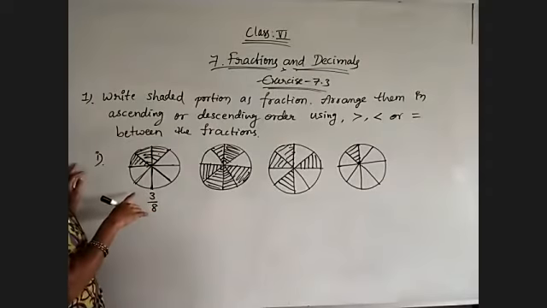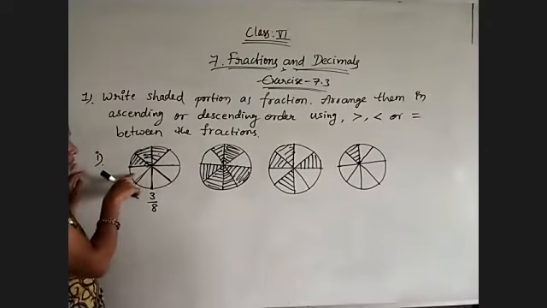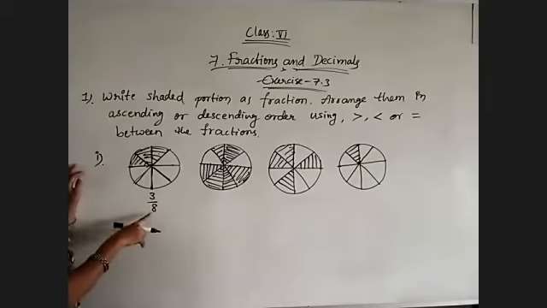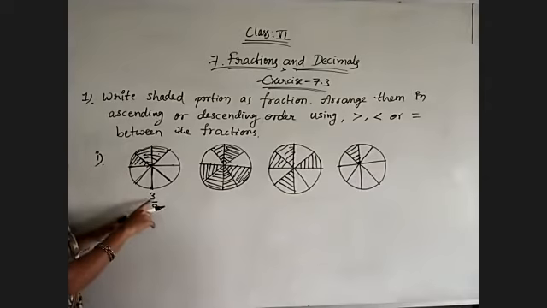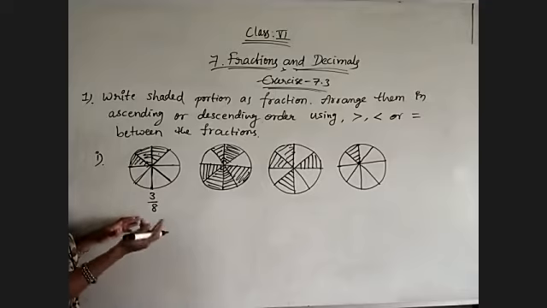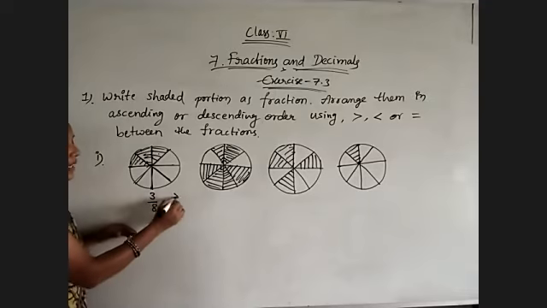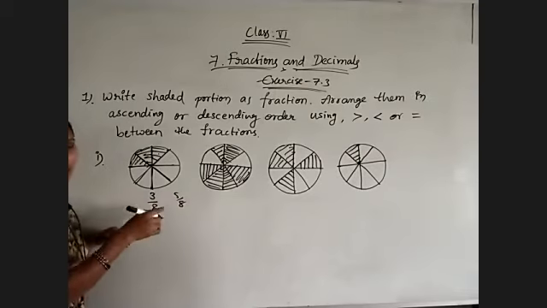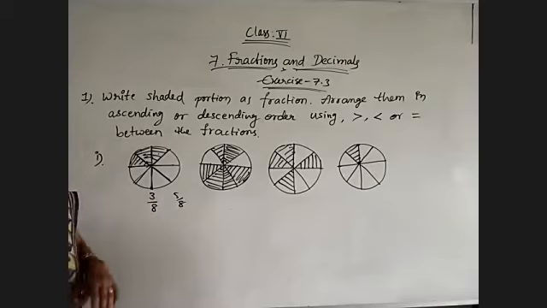If they are asking for unshaded, 1, 2, 3, 4, 5 are unshaded. Just observe, total parts are 8. 3 shaded means how many are unshaded? 8 minus 3, 5. So 5 by 8 is the fraction of the unshaded portion. But they are asking for shaded, so don't confuse.